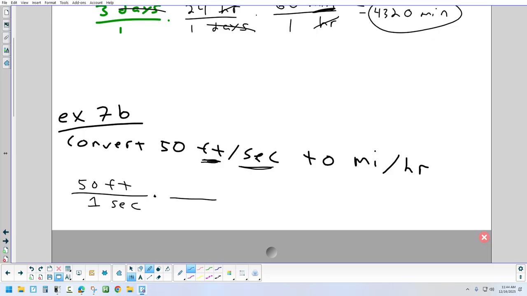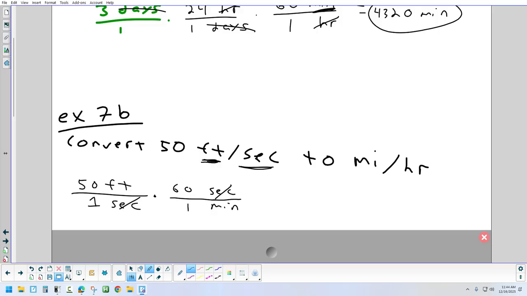It doesn't matter which one you fix first. Maybe let's deal with the seconds and let's get that to hours. What unit is going to help get me from seconds to hours? Minutes. And where would minutes go? Top or bottom? Bottom. Seconds would go in the top. And what's the connection between seconds and minutes? 60 seconds to 1 minute. 60 to 1. And if you stop there, you now have a speed in feet per minute.